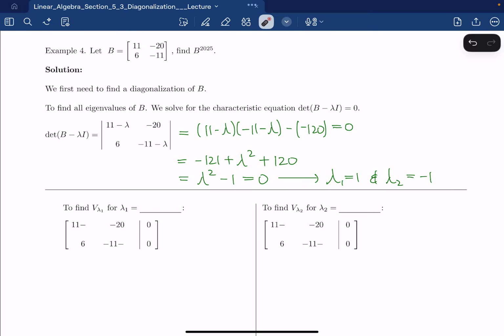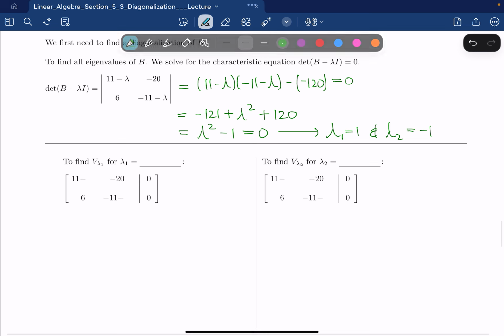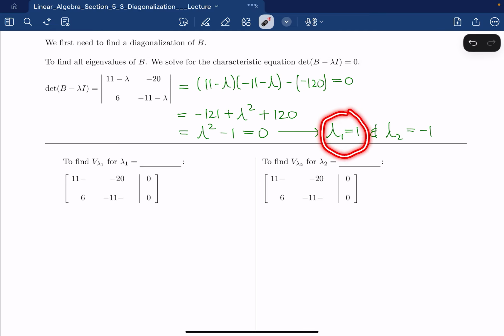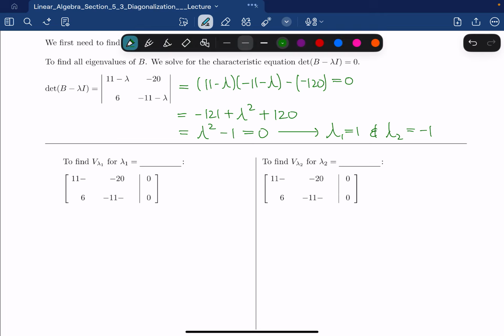Anyways, we found our eigenvalues, lambda 1 and lambda 2. Let's go ahead and find their corresponding eigenspaces. By the way, at this stage, I don't need to go any further. I already know that this is diagonalizable just because I have a 2 by 2 matrix with 2 distinct eigenvalues. But my goal is to diagonalize my matrix B. So let's go ahead and find the corresponding eigenspaces.